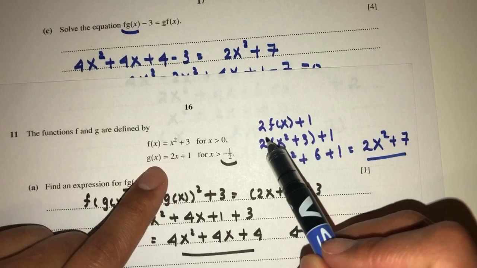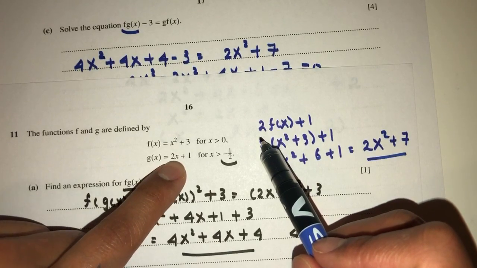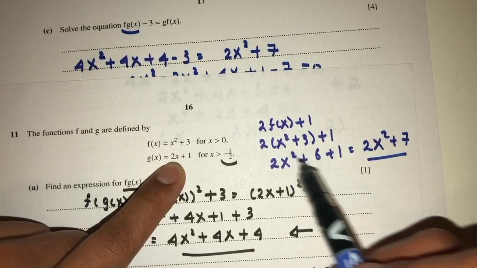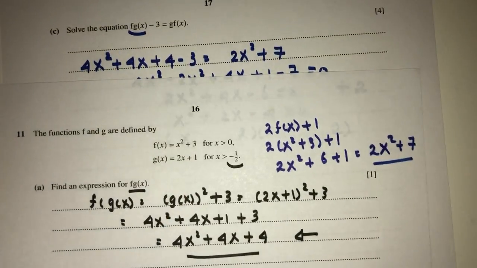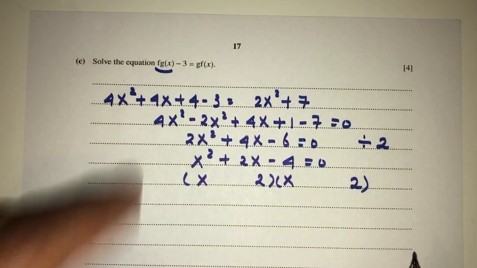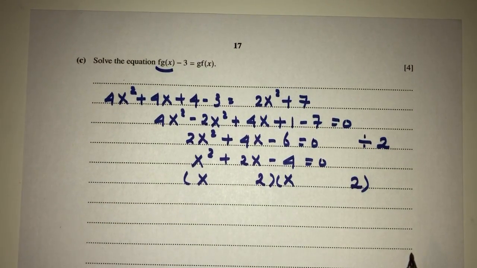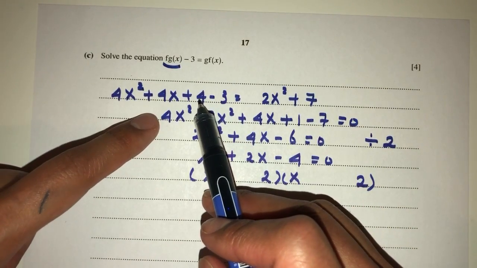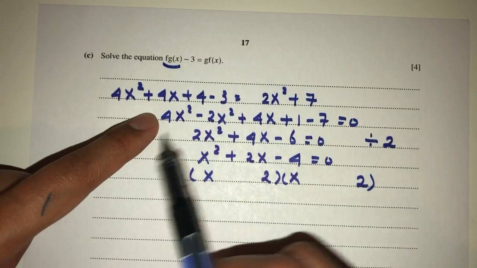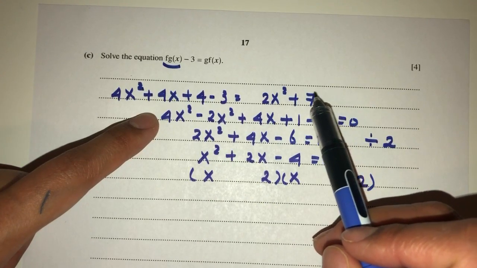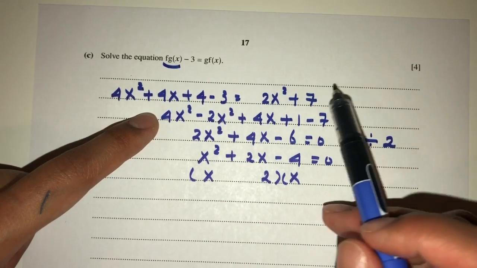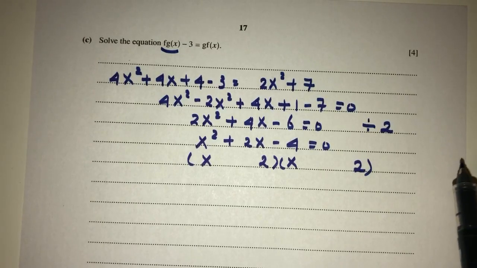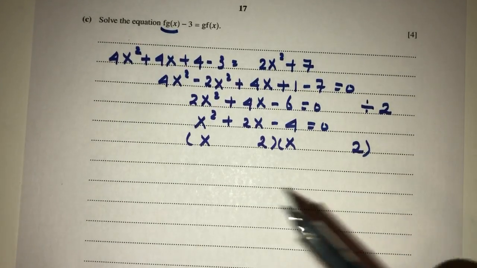Right, so let's check one more time. g of f of x will be, x will become f of x, so 2 times f of x plus 1, that will be 2x squared plus 6 plus 1, that is 2x squared plus 7. That is okay. We have this value which is found from part 1, which is okay. We have minus 3, that becomes plus 1. Then we send this value over here. Plus 1 minus 7 will be minus 6.